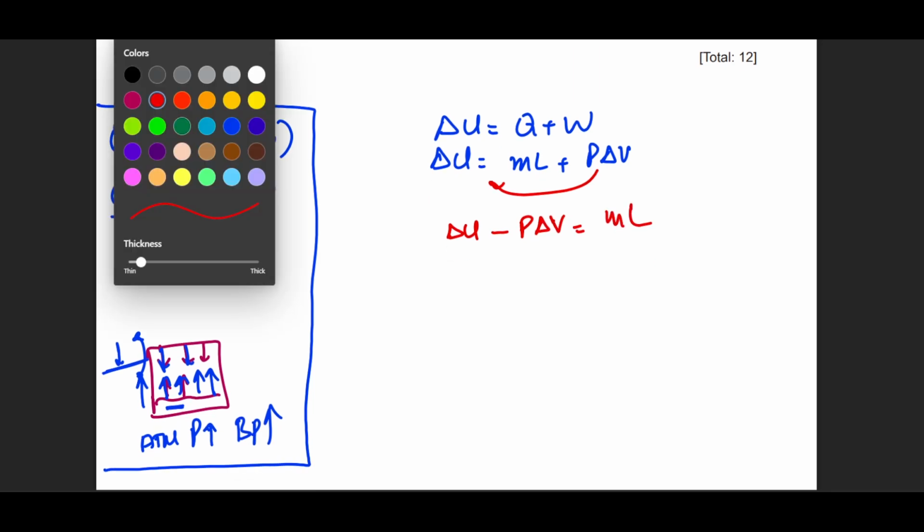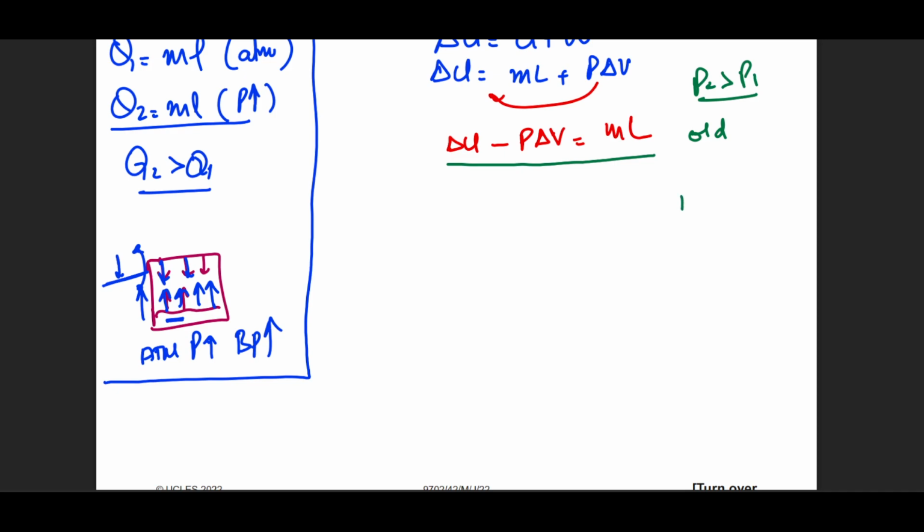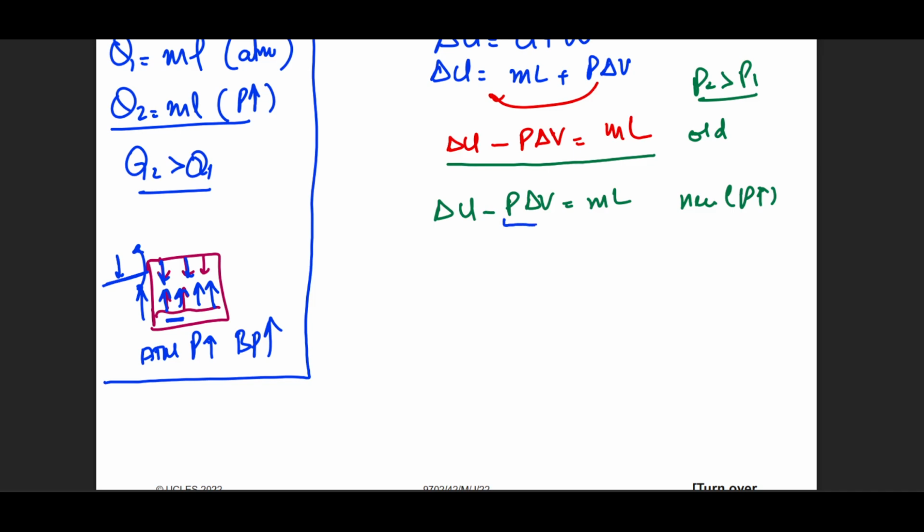If you look at this equation, you will realize that in order for this to successfully take place, if you are doing this at a higher pressure, let's say that pressure 2 is greater than pressure 1 initially. So this for the old case will remain as it is. But for the new case, when the pressure is high, this equation will change mathematically. So this is going to become P delta V equals ml. But what's happening now? You see, since this is going to be a larger number, it will require more investment from the internal energy reserves. It will demand more energy to do the same job.